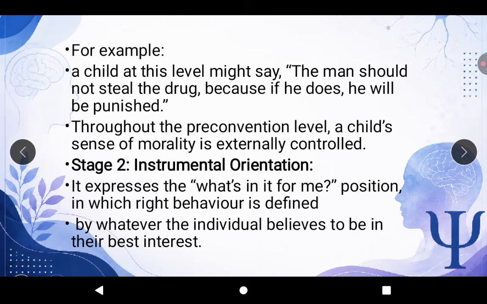All right, let's look at stage 2, which is the instrumental orientation. Instrumental orientation is about expressing what is in it for me, from whatever position you are in when considering the right behavior. You are expressing what the benefit would be if you do a particular thing, by whatever the individual believes to be in their best interest. As a person grows, they think, once I take this step, what will be in it for me? What am I going to gain at the end of the day? That is instrumental orientation.